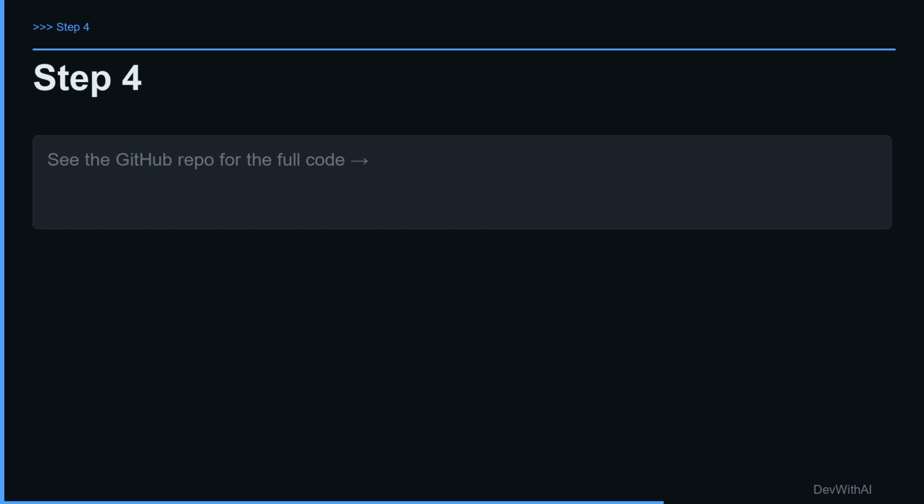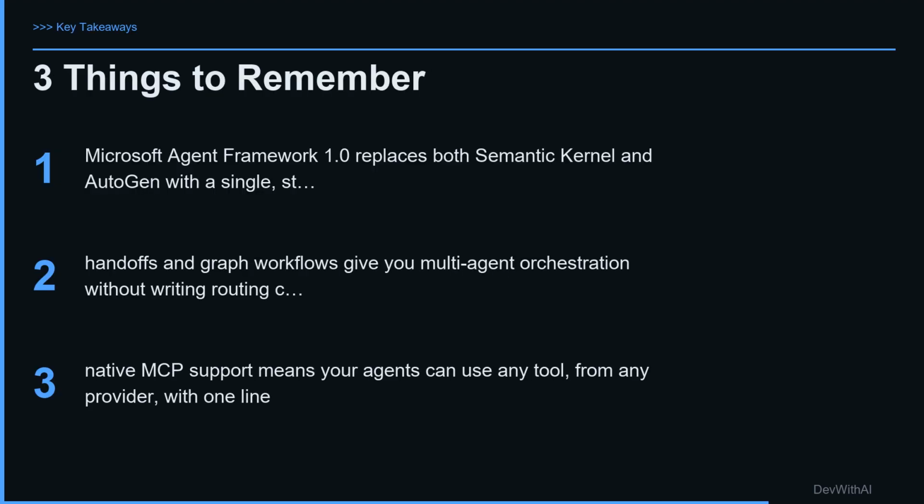Three things to remember. One, Microsoft Agent Framework 1.0 replaces both Semantic Kernel and AutoGen with a single stable Python SDK. Two, handoffs and graph workflows give you multi-agent orchestration without writing routing code. Three, native MCP support means your agents can use any tool from any provider with one line.